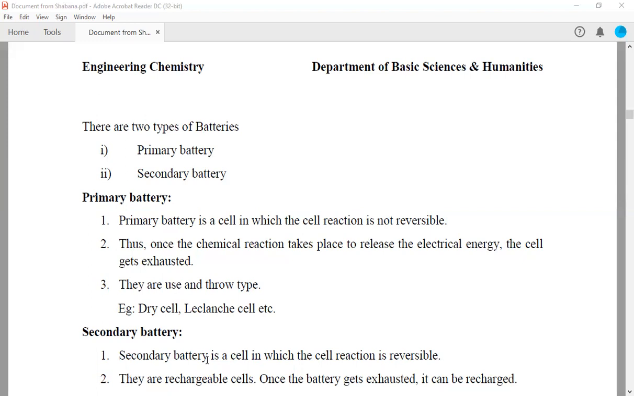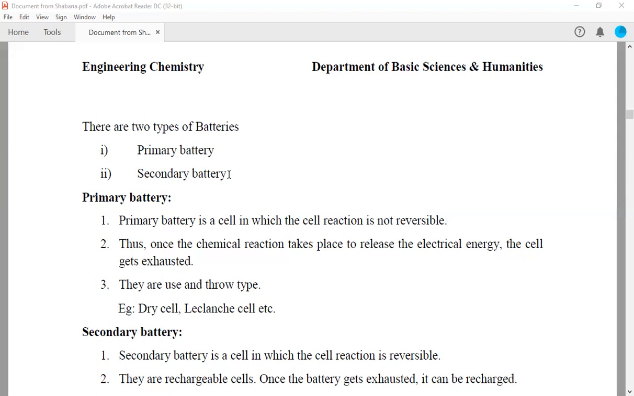We can broadly classify batteries into three categories: primary battery or primary cell, secondary battery, and fuel cells, which I will discuss in the next lectures. So batteries are mainly of two types. The first one is the primary battery and the second is the secondary battery.